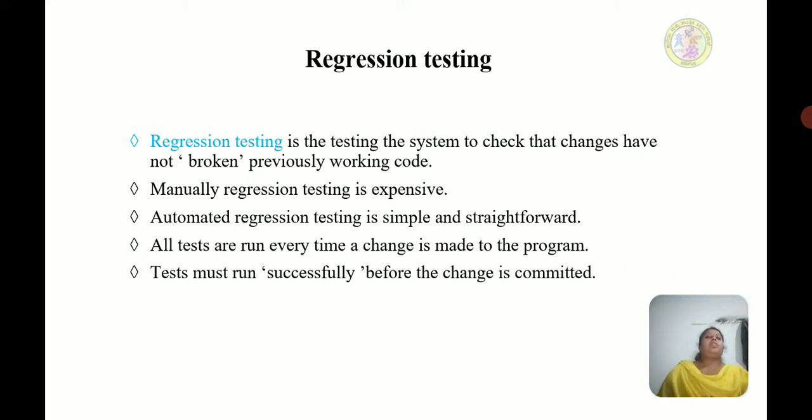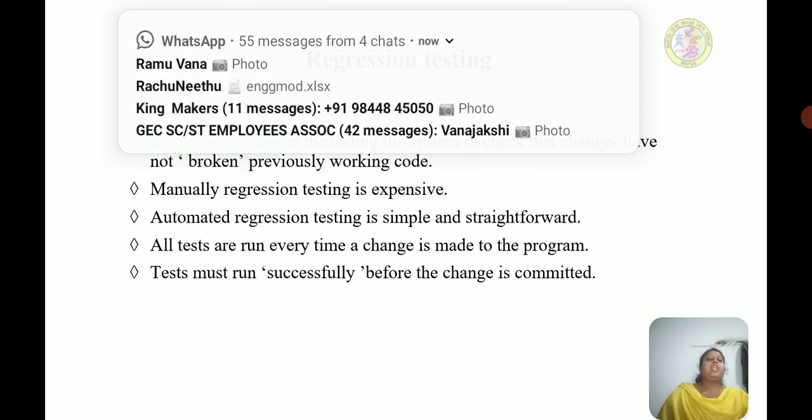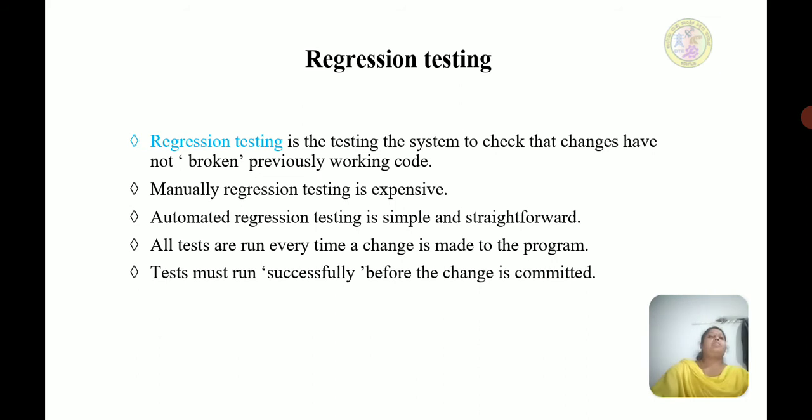In detail, we are discussing regression testing. It is the testing of a system to check that changes have not broken previously working code. Any changes made have to be checked to make sure they have not broken the previous working code. That can be conducted either manually or automatically.